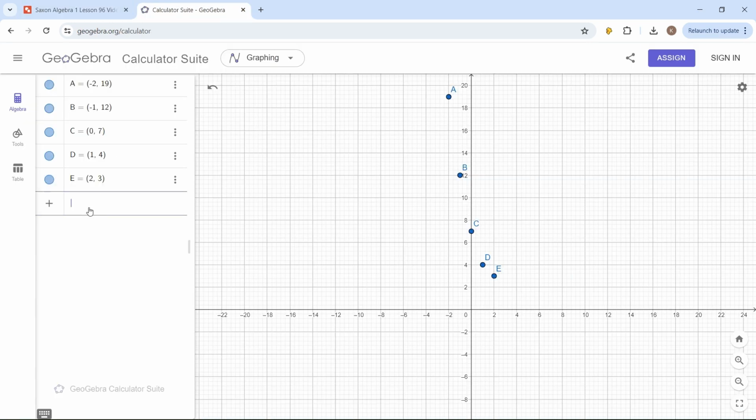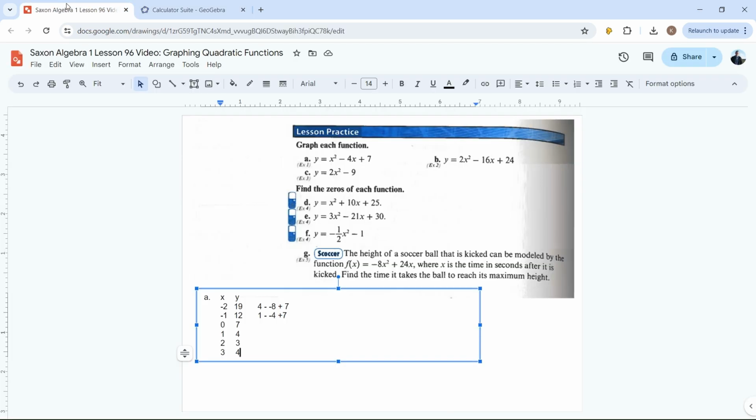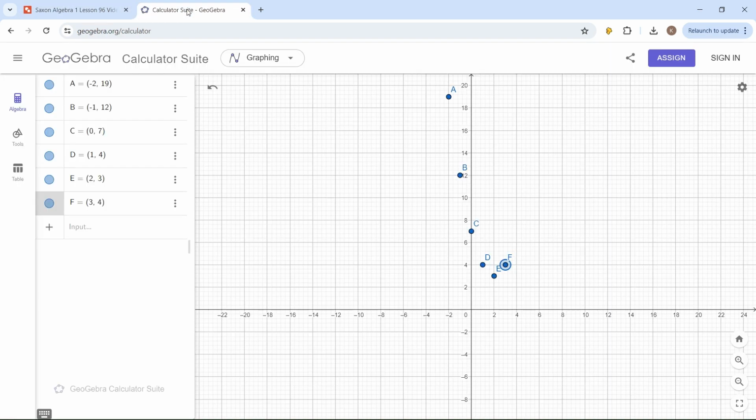Let me just click right here, and I can do an ordered pair, 3, 4. There we go. Now, I'm going to do something that you are not allowed to do. I am actually going to graph this by putting in our equation, and let's see if our equation passes through all of these points. So we're going to do x squared minus 4x plus 7. There we are. So you see that all of my points are on our equation.